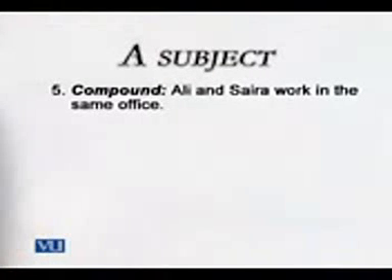I said compound subject. Ali and Saira work together in the same office. So Ali and Saira, now my subject is composed of what? Two nouns. So that is compound. Compound means two together. Or it can be a compound of pronouns, like he and she work in the same office. So he and she is a compound pronoun subject. So subject can be in the form of compound also.